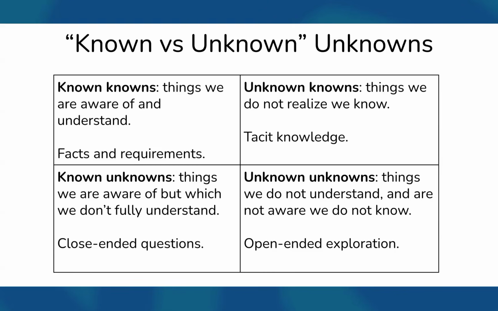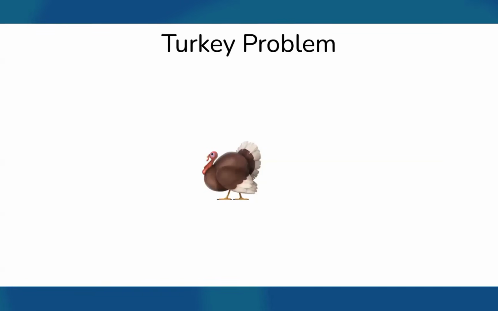And then unknown unknowns are things we do not understand and are not aware that we do not know. These can be encountered through things like open-ended exploration. So if something is off our radar and it's not even a consideration we thought to raise, that would be an unknown unknown.